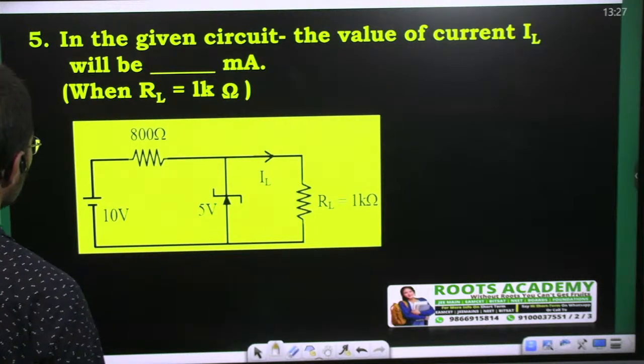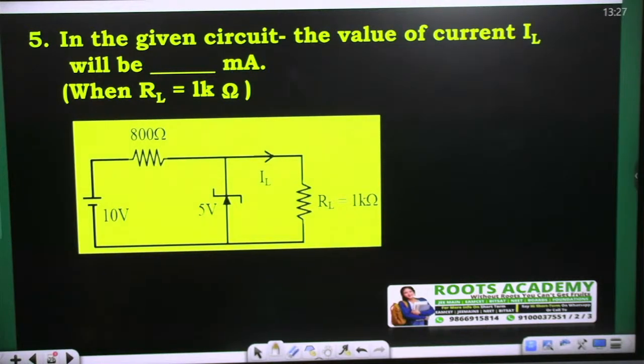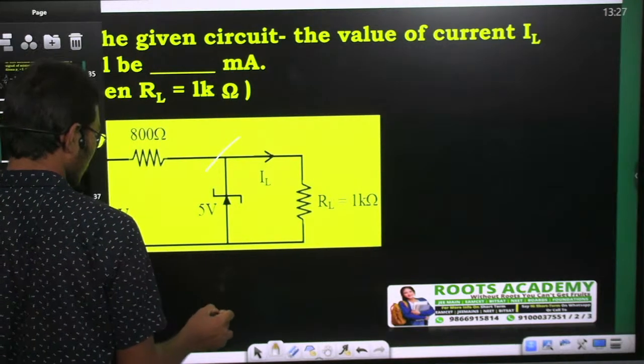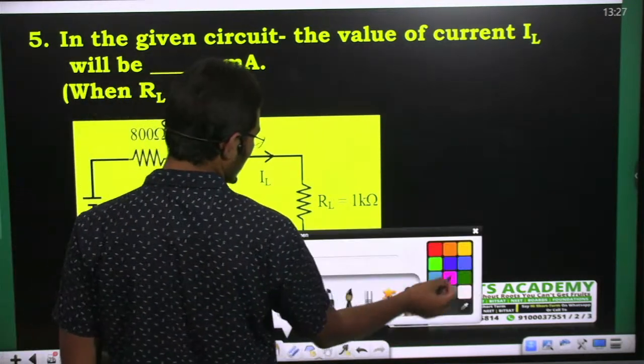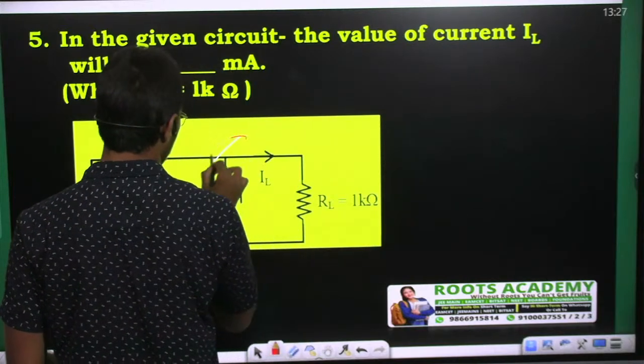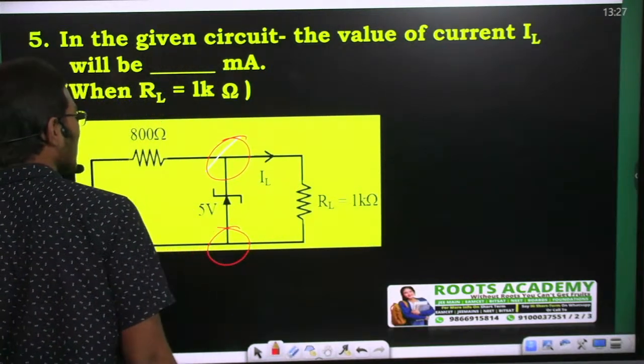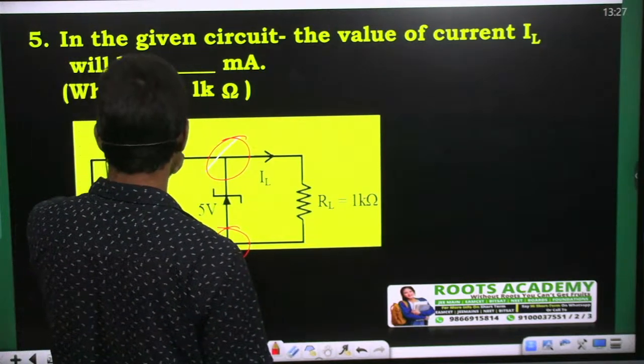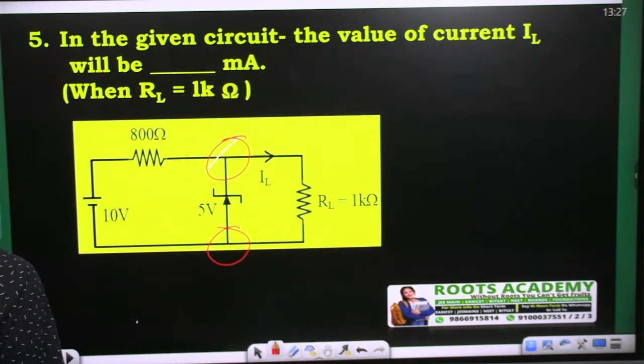So next question. In the given circuit, the value of current IL will be dash milliamps. See here, a Zener diode is given which acts in reverse bias condition. So the potential difference across these two points cannot be greater than 5 volts because it leads to breakdown. If you are aware of this condition, you can easily solve it.